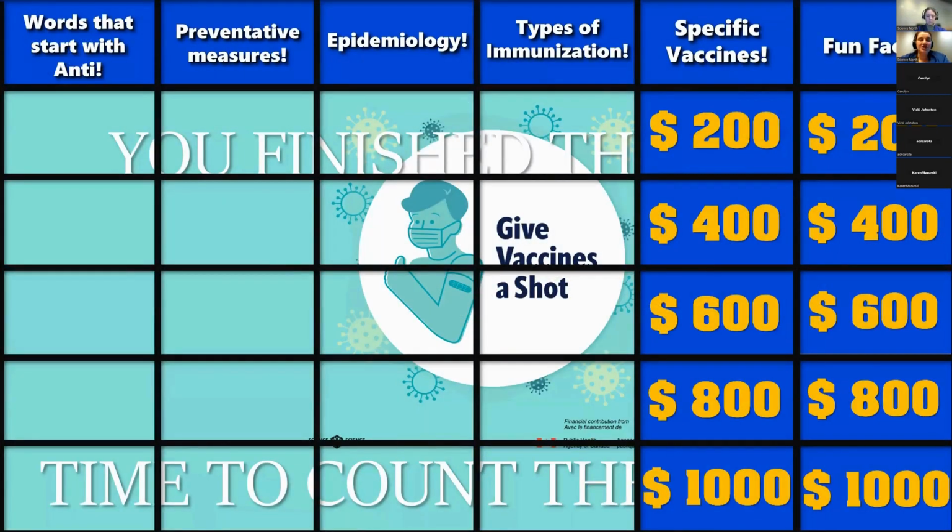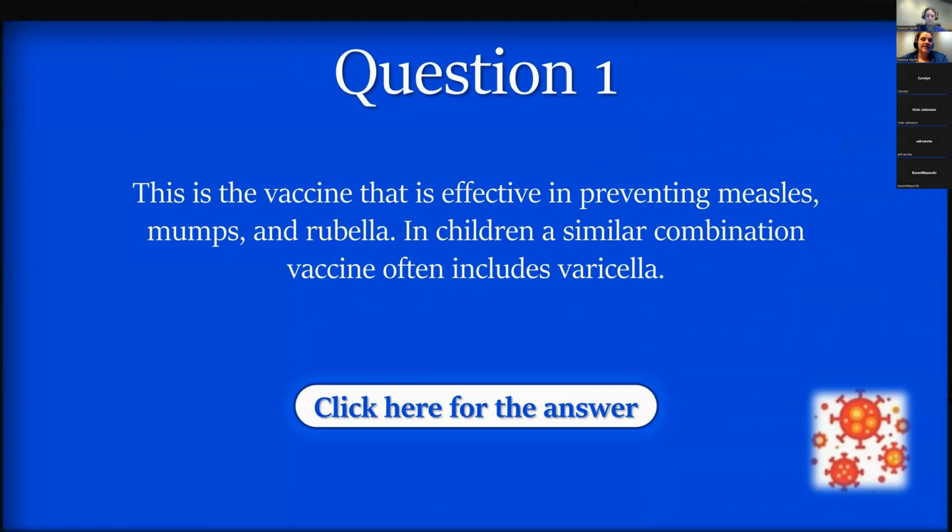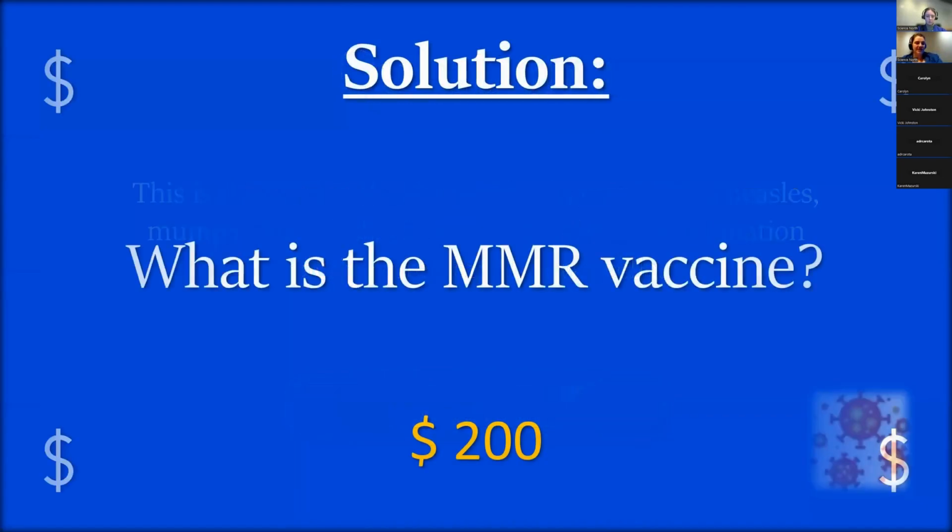Now let's dive into our specific vaccines category. The first question. This is the name of the vaccine that is effective in preventing measles, mumps, and rubella. In children, a similar combination vaccine often includes varicella. What is the name of this vaccine? If you answered what is the MMR vaccine, congratulations, give yourselves $200 for that question.